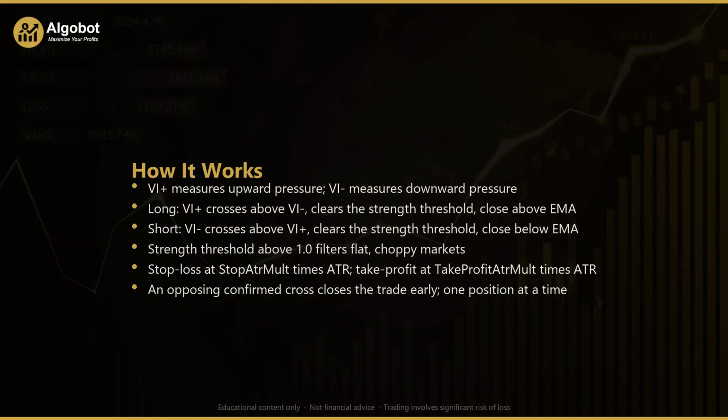The short side is the exact opposite. VI- must cross above VI+. That line must clear the strength threshold, and price must close below the moving average. When those three agree, the strategy signals a short.